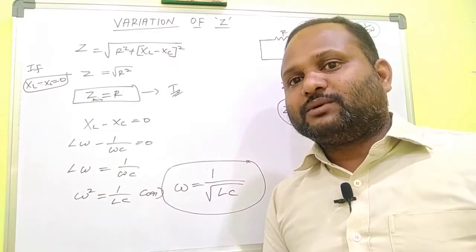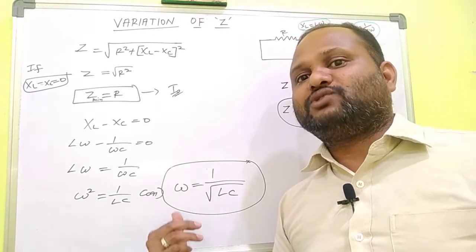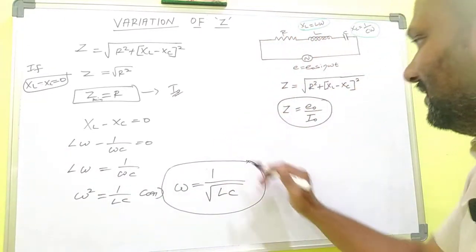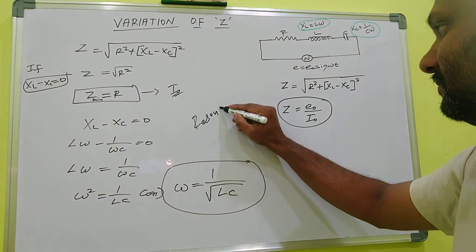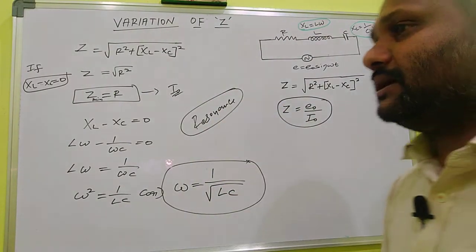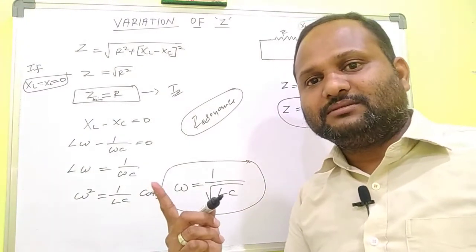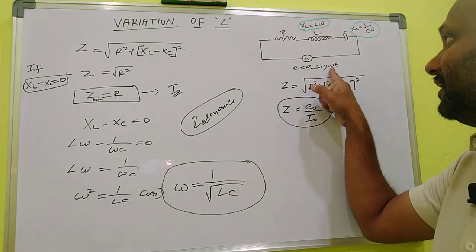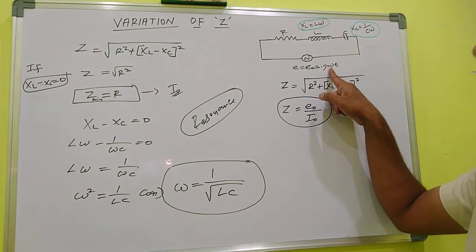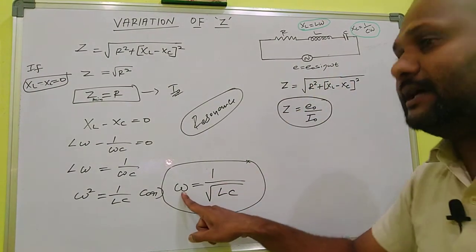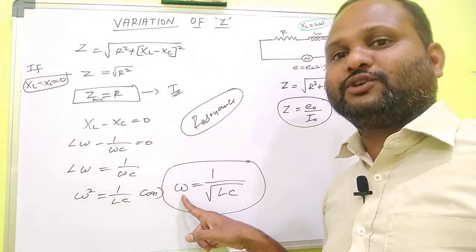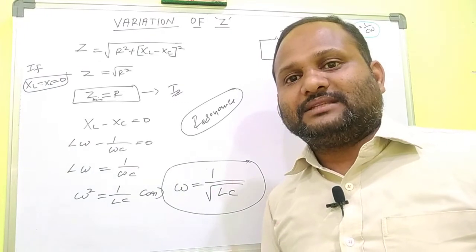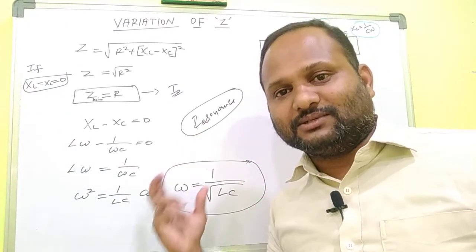When the applied frequency matches the natural frequency, the condition is called resonance. Both frequencies are similar. The applied frequency is the frequency of the EMF, E naught sin omega t, where omega is the angular frequency. When this applied frequency equals the natural frequency of the circuit, resonance takes place. That phenomenon is called resonance.